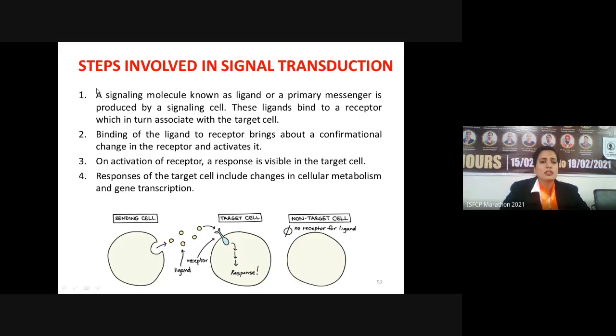Hence, the first step is a signaling molecule known as the ligand or a primary messenger. It is produced by a signaling cell, the sending cell. These ligands bind to the receptors which are present on the surface of a target cell. Then in the next step, the binding of this ligand to the receptor brings about conformational changes in the receptor, and it activates the receptor, which in turn initiates the signals. In the third step, on the activation of the receptor, the response is visible in the target cell. The response includes changes in cellular metabolism and gene transcription, synthesis of proteins can take place, and so on.